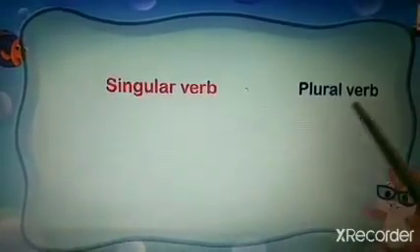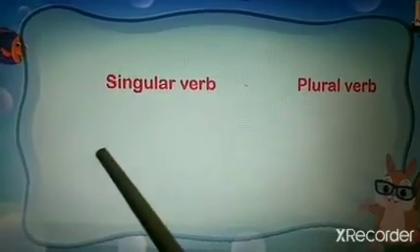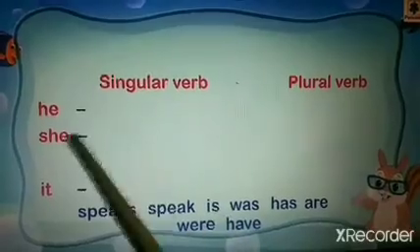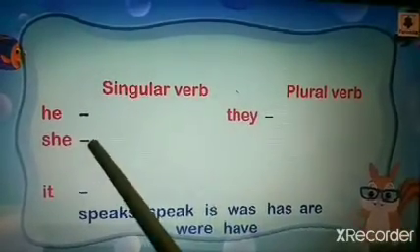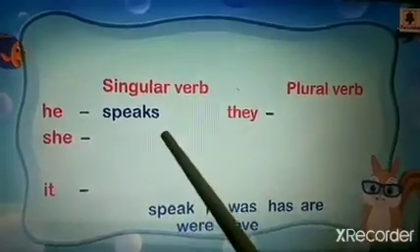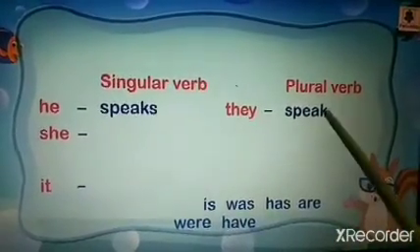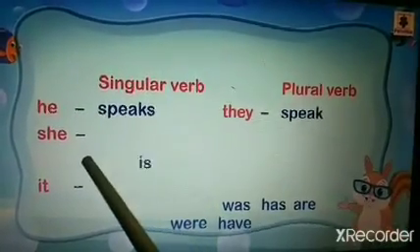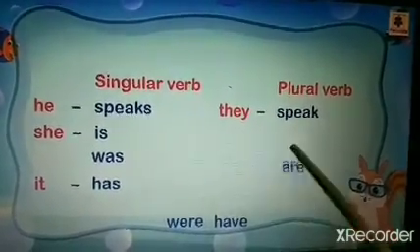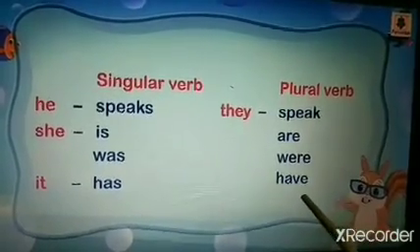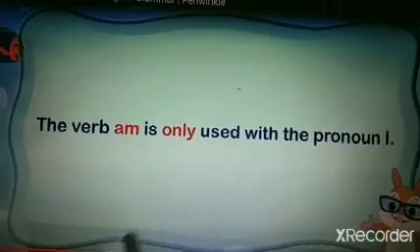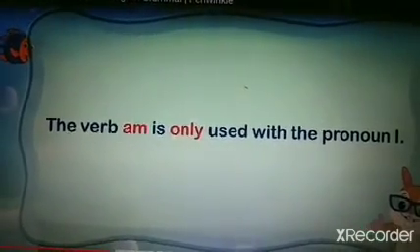There are a few examples of singular verbs and plural verbs. Singular verbs, you know them. Speaks, speak, is, was, has, are, were, have. We have to choose from here. He speaks. He is singular, she is singular, it is singular and they is plural. He speaks, they speak. We don't have s at the end of the verb to make it plural. Okay? Is, was, has will be used with singulars and are, were, have will be used with plurals. The verb am, the helping verb, will be used only with the pronoun I.